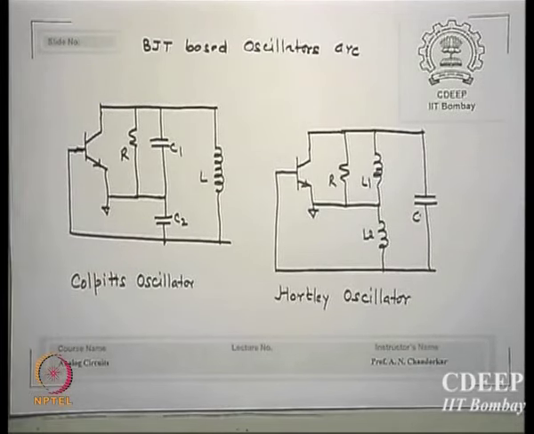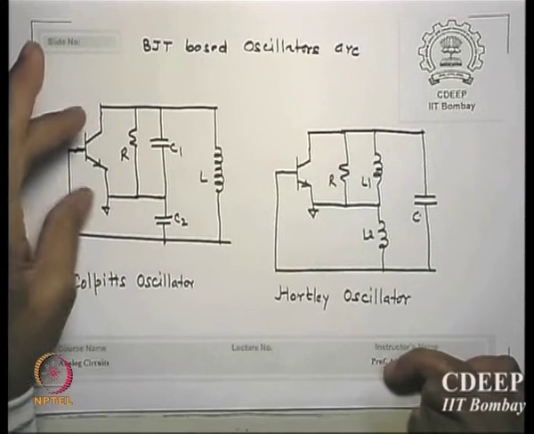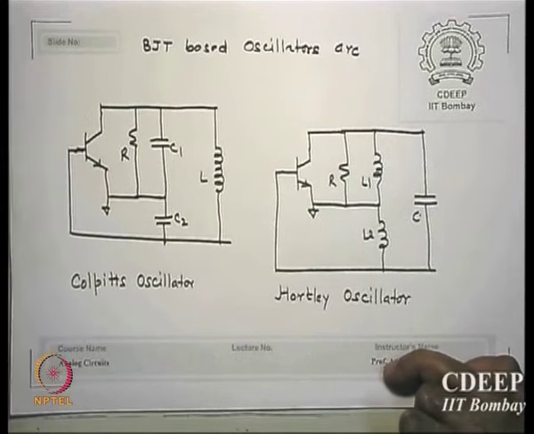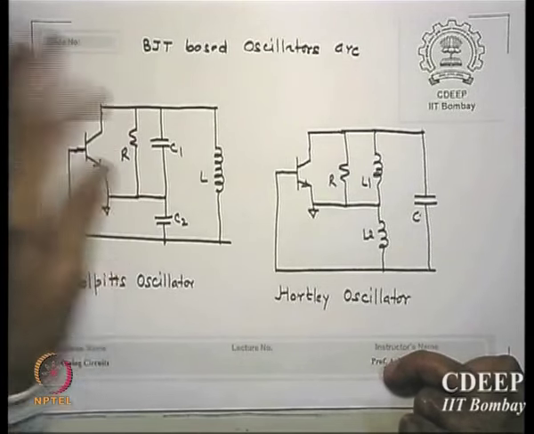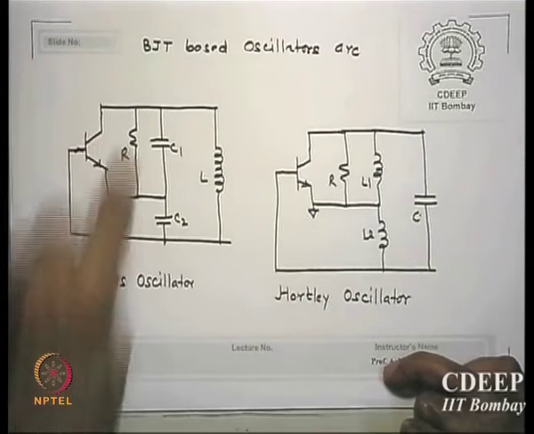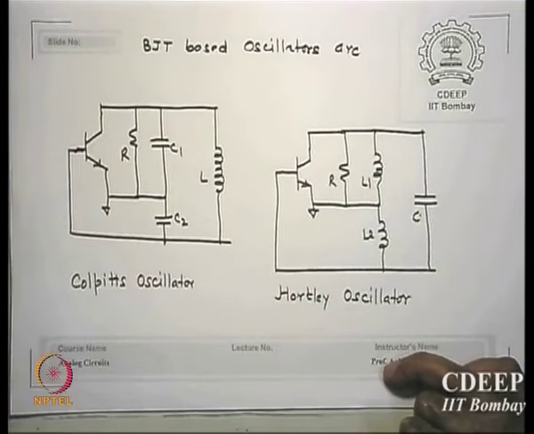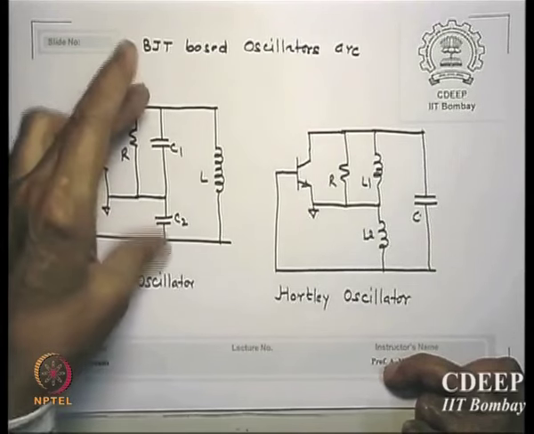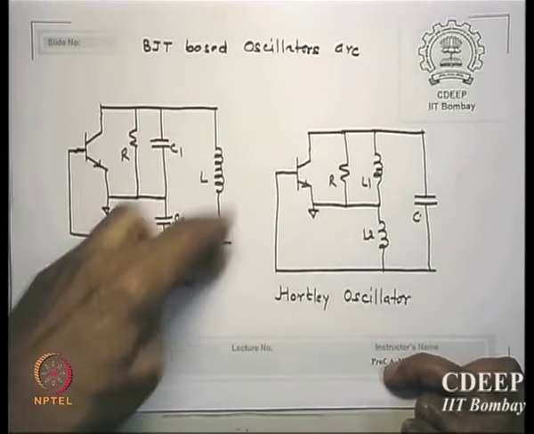What is the Colpitts oscillator saying? You have a transistor, how much phase will it give me? 180 degrees. This is my load across. This is the AC equivalent. Please remember this R is essentially the load. Is that clear to you? R is essentially the load. Then I put a tank circuit across this.